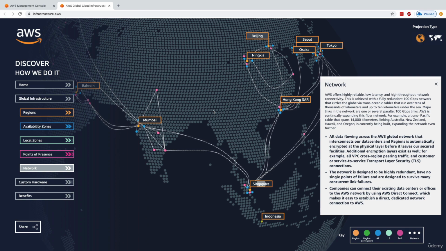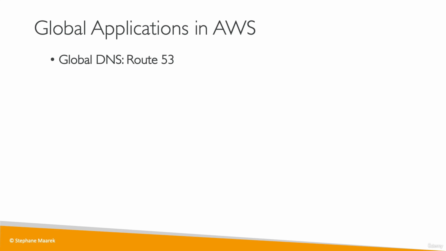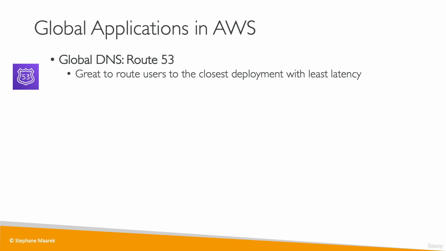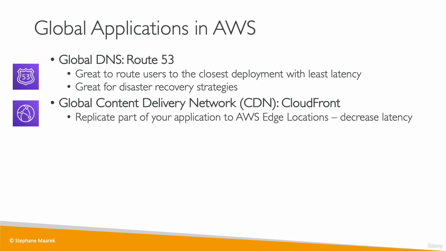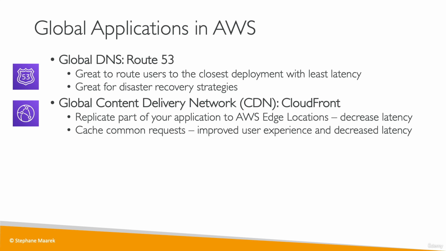So to summarize on AWS, for the global DNS, we're going to learn about Route 53. It is going to help us route the users to the closest deployment with the least latency, and it's going to be great for disaster recovery strategies. Then for Global Content Delivery Network, a CDN, we will be using CloudFront, and it's going to be able to replicate part of our applications into these edge locations to again decrease the latency for our users and also cache the common requests to give an improved user experience and a decreased latency.